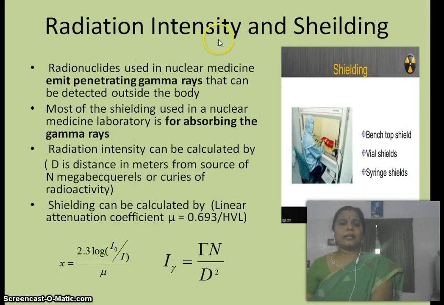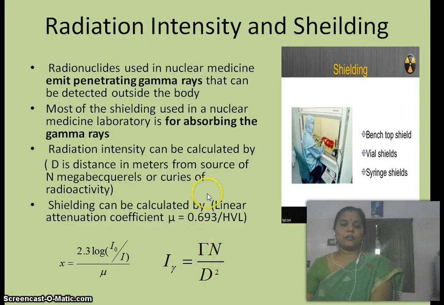How do we calculate the radiation intensity and the shielding? The radiation intensity can be calculated from a formula called I gamma. The intensity of gamma radiation is nothing but gamma times N divided by D squared. What is this gamma?